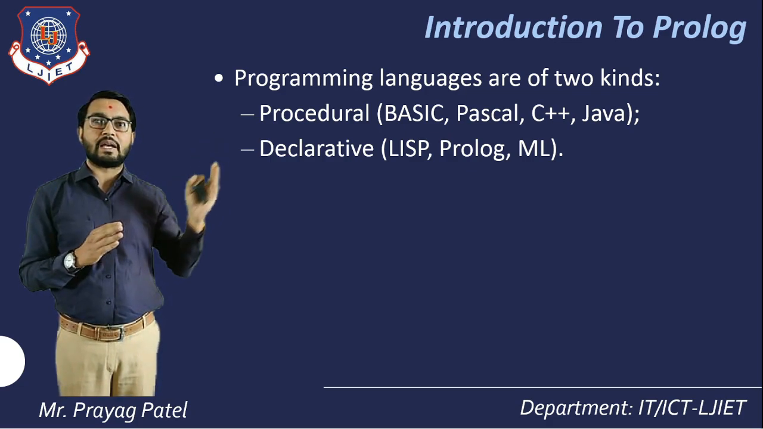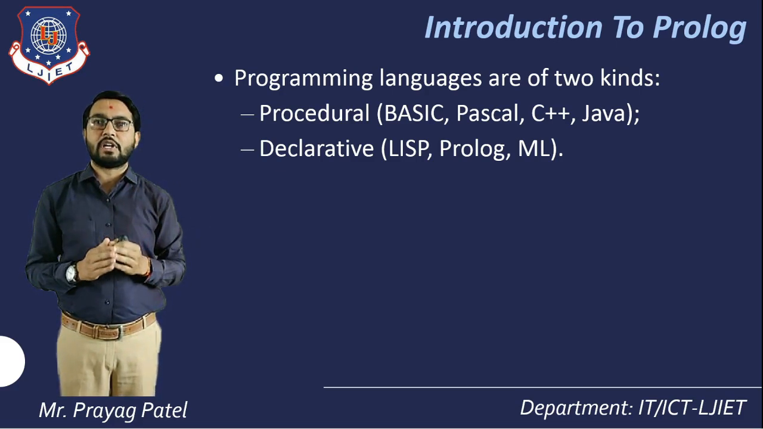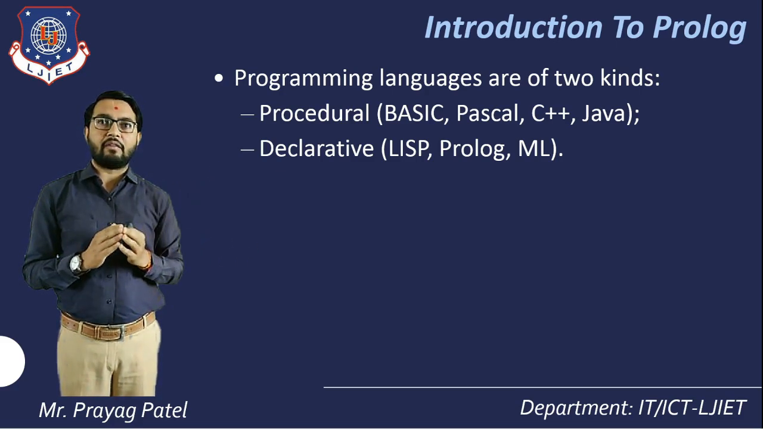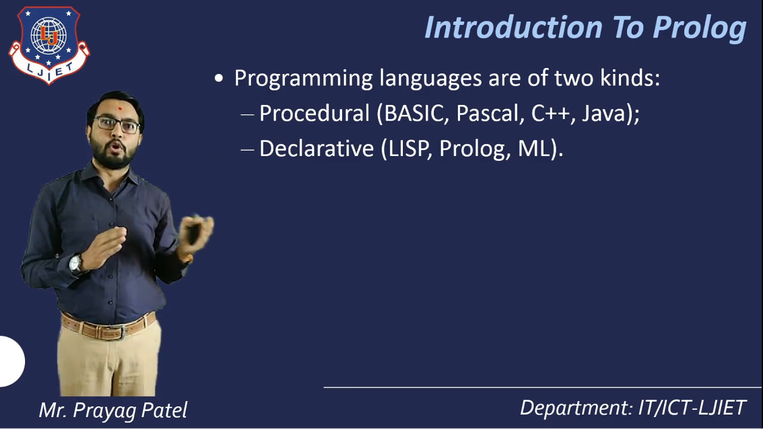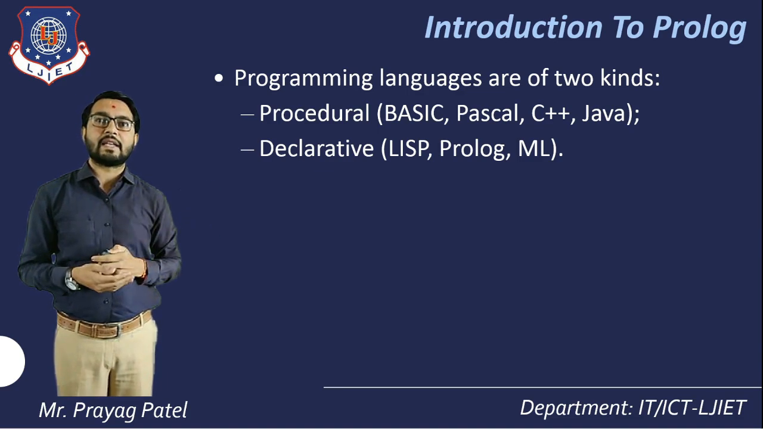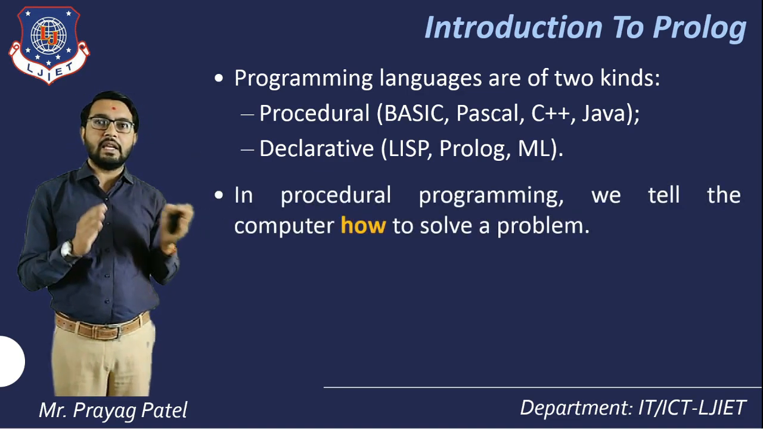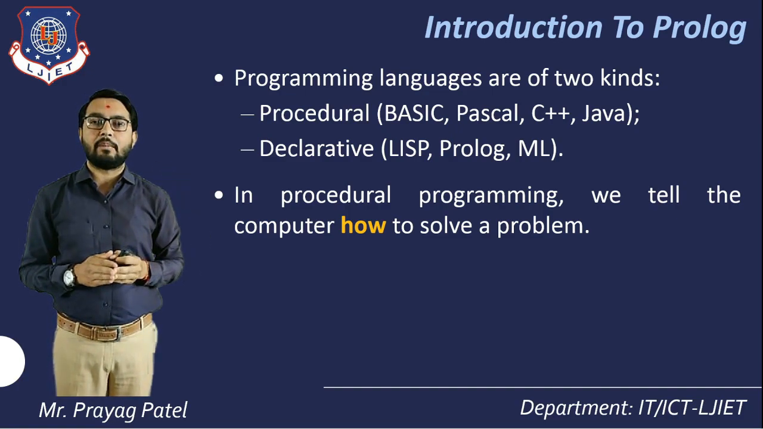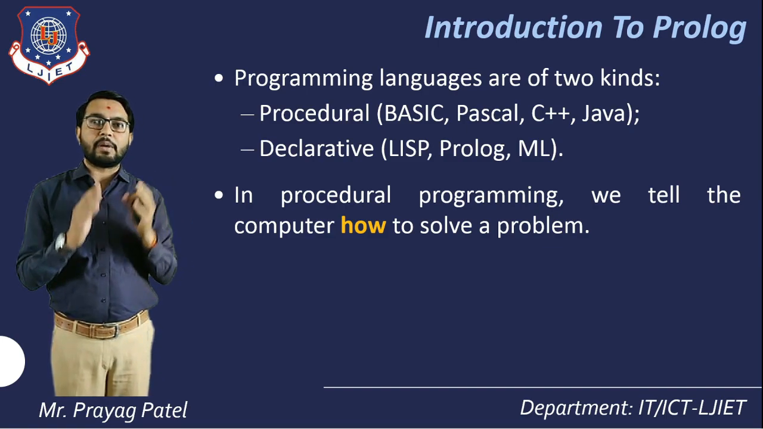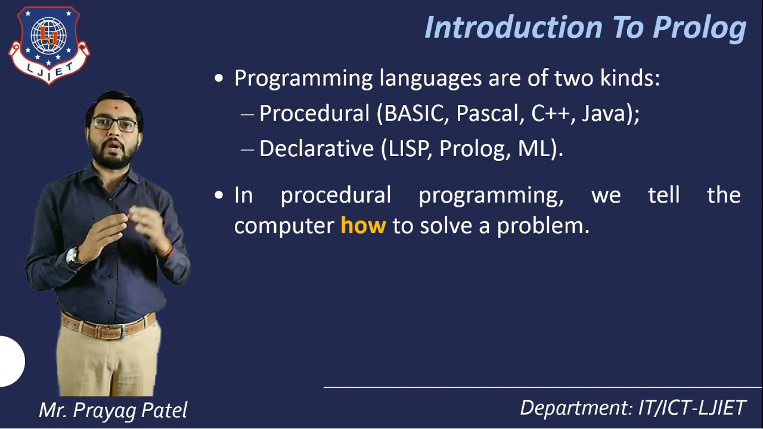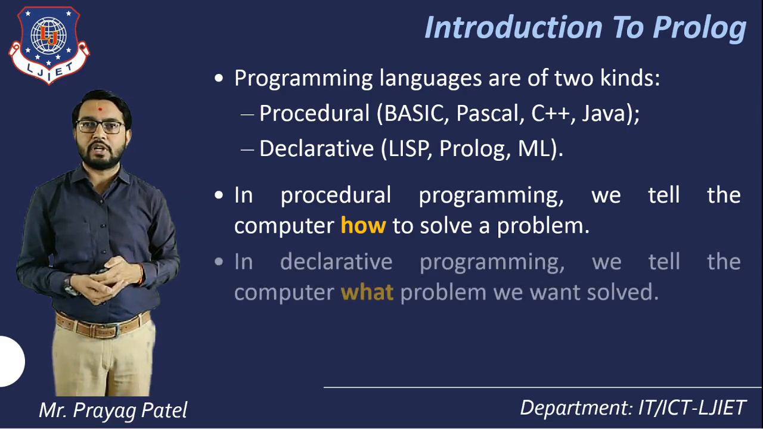Procedural languages, for example Basic, Pascal, C++, Java, are considered procedural languages. Examples of declarative languages are Lisp, Prolog, ML. In a procedural programming language, we tell the computer how to solve a problem. For example in C++ or Java, we have to define how that particular problem can be solved.